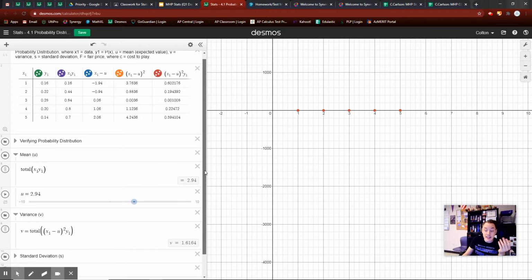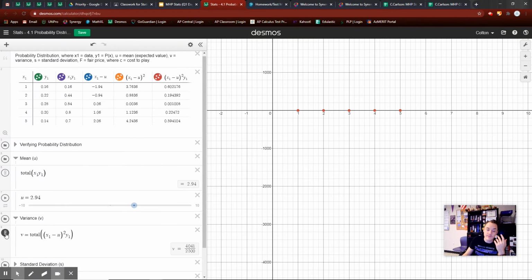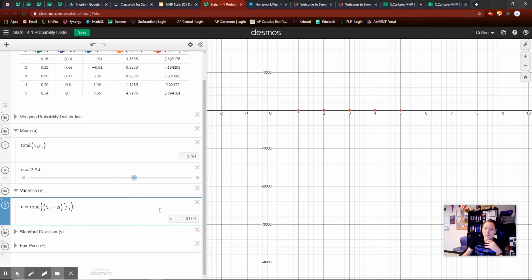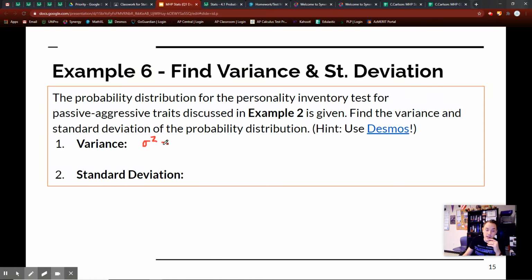Now that it is the same thing, all I have to do is just click on my variance, and then I scroll down, and that's what it is. So I have 1.6164. I'm going to go over here. I'm going to type that in. What's my variance? My variance is the same thing as sigma squared. On Desmos, though, we had V equals, which is 1.6164. And we use Desmos to do that.